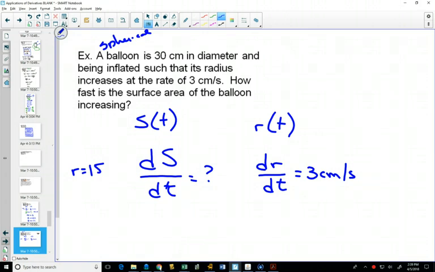What is it? Do you know your surface area of a sphere formula? 4 pi r squared, yes. Okay. Do you know your volume of a sphere formula? Because you'll need that one too.